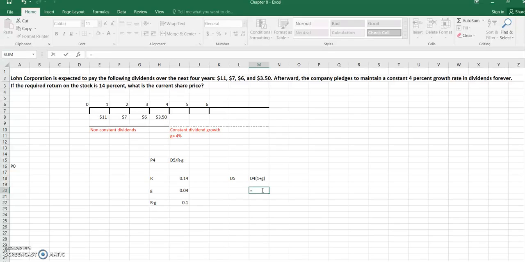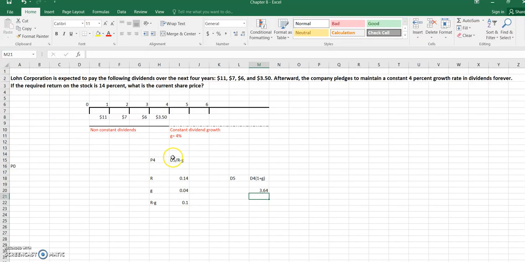This basically equals 3.5 times 1 plus 0.04. Close the parenthesis and then hit enter. And we're going to see that at the end of year 5, we are going to receive a dividend of 3.64. All we have to do is just plug in our variables.